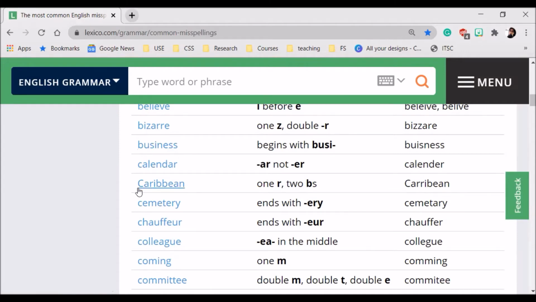So it's business. Then we have calendar. It ends with AR. This is a most repeated mistake. Even I also do it sometimes. So you have to be careful that it ends with A. Okay, and not E.